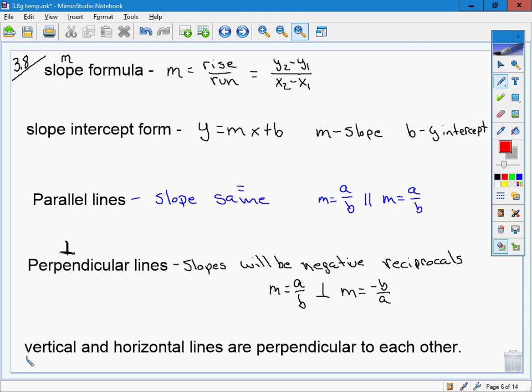Vertical lines are lines that go up and down. They would have an equation of x equals some number. Horizontal lines would go left and right. They have an equation of y equals some number. And vertical lines and horizontal lines are always perpendicular to each other. It's kind of an exception that's written in because the negative reciprocal rule doesn't work.